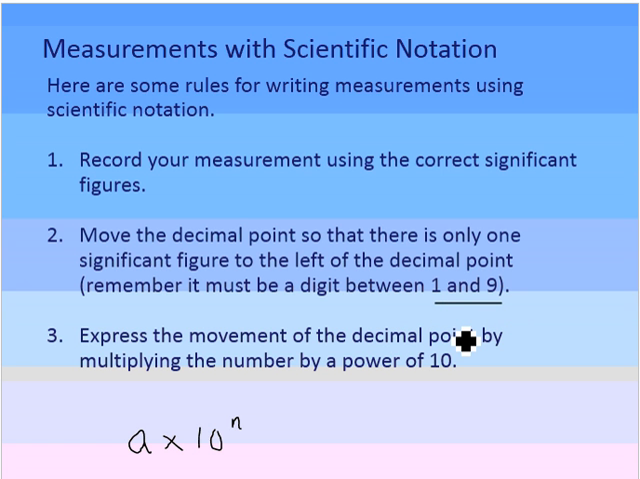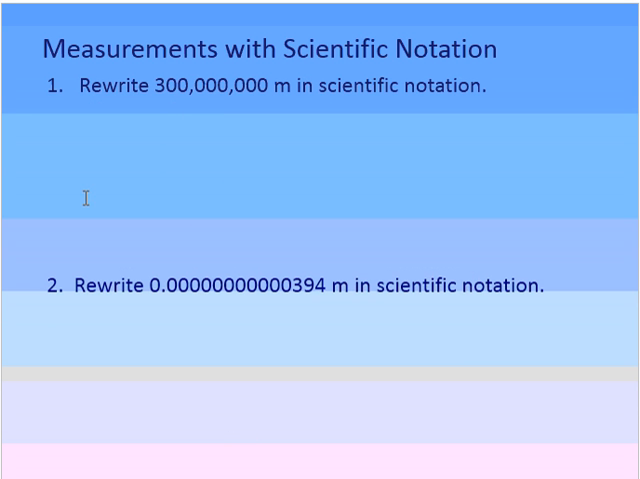It can be 9 point something, but remember, it can't be any greater than 10. And then you finally express the movement of the decimal point here using that power of 10. Let's look at a few examples.